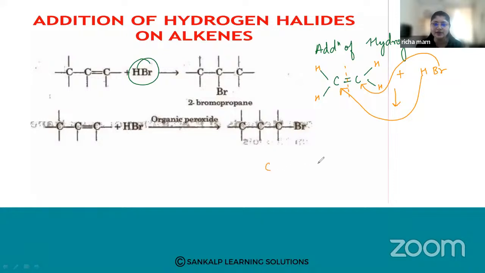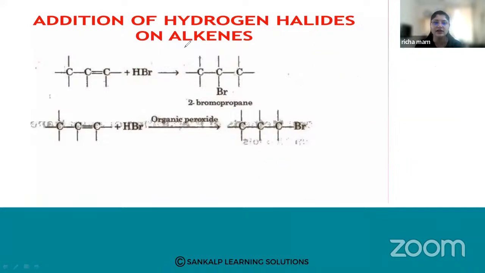Suppose one more example. This is also a symmetrical alkene. So if I put HBr, what will happen? I'll write the product here itself. One hydrogen will add and one Br will add, or Br here and hydrogen there, like this. So this is about symmetrical alkene.